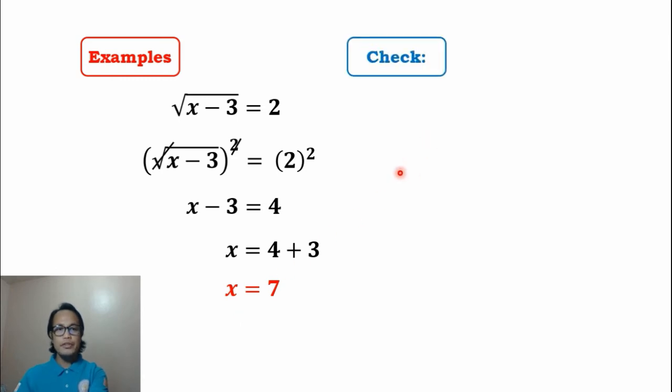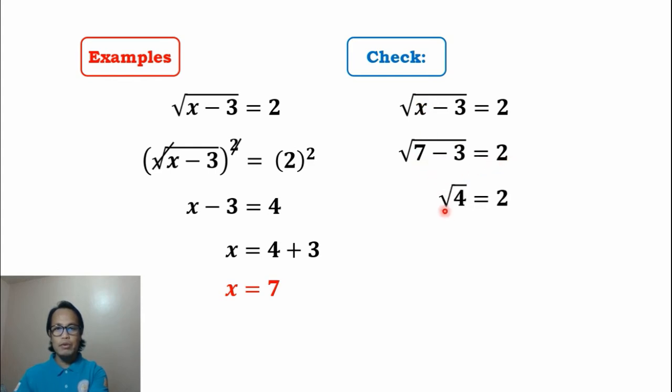Now to check if this answer is correct, we go back to our original equation, which is the square root of x minus 3 is equal to 2. Then we substitute the value of our x, which is 7, in this equation. So we have the square root of 7 minus 3 is equal to 2. Then 7 minus 3 is of course 4. That is the square root of 4, and we know that the square root of 4 is 2. So therefore, 2 is equal to 2. Since this is balanced, our value of x is equal to 7, which is correct.